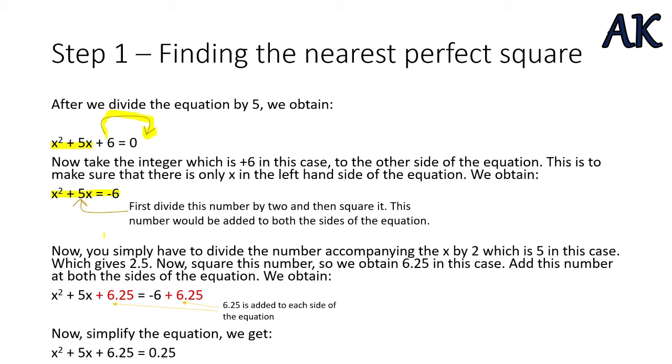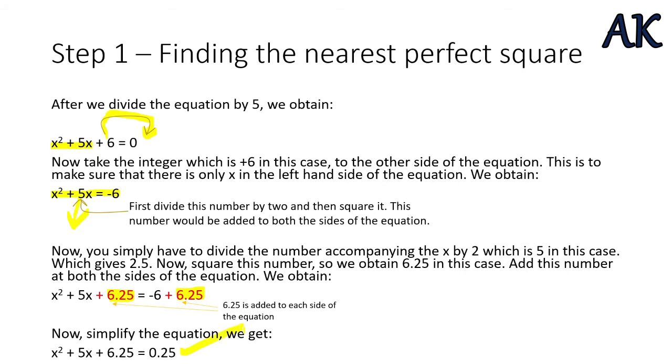Now, you simply have to divide the number accompanying the x by 2, which gives 2.5 because 5 is accompanying the x in this case. Now, square this number, so we obtain 6.25 in this case. Add this number to both sides of the equation as shown below. When simplified we obtain x squared plus 5x plus 6.25 equals 0.25.